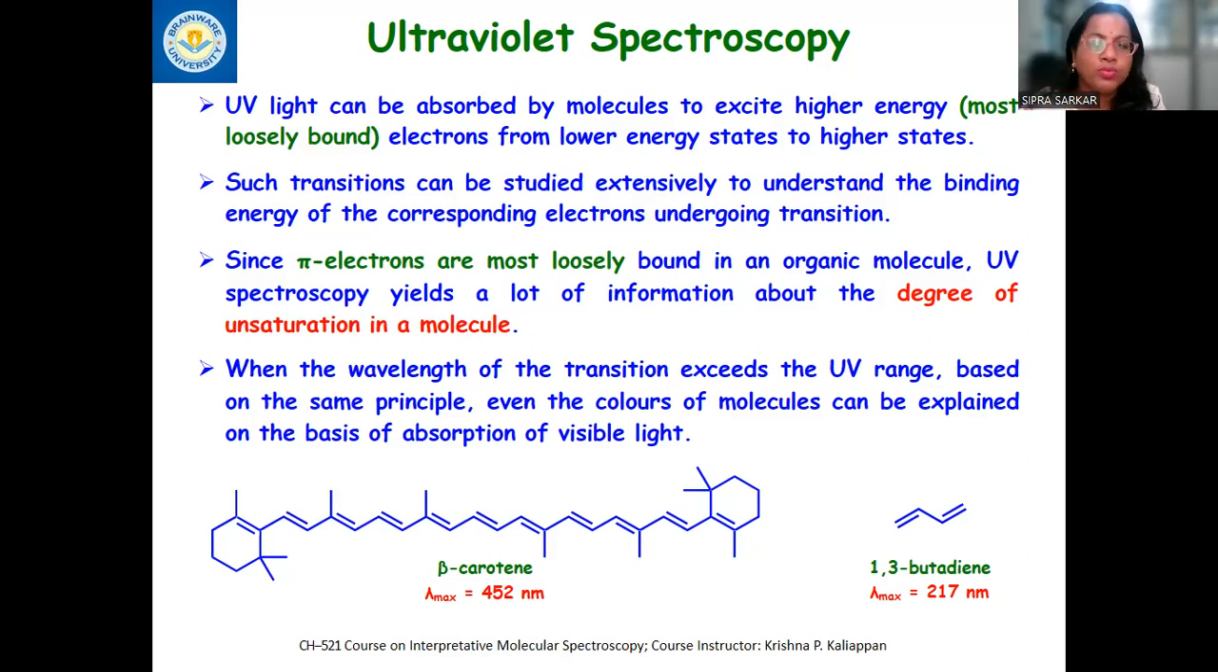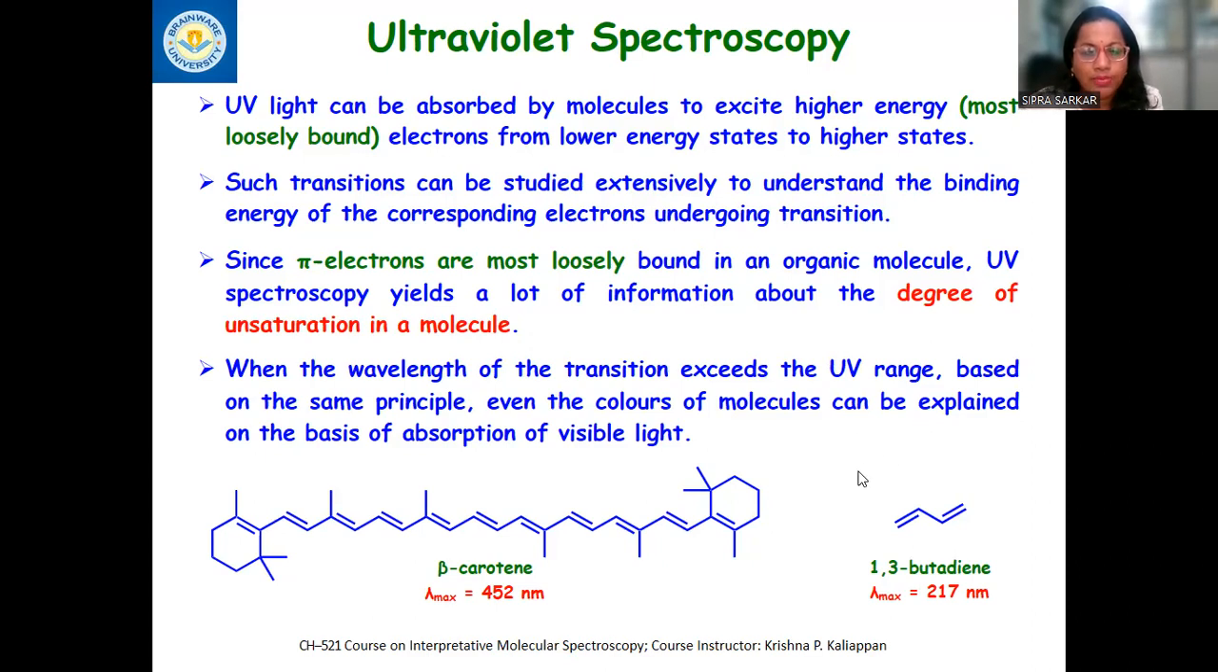When the wavelength of the transition exceeds the UV range, based on the same principle, even the color of molecules can be explained on the basis of absorption of visible light. Colored molecules also absorb light, and as a result their concentration can be determined. Suppose beta carotene, a plant-derived compound, has different double bonds. Its lambda max, the absorbing wavelength, is 452.